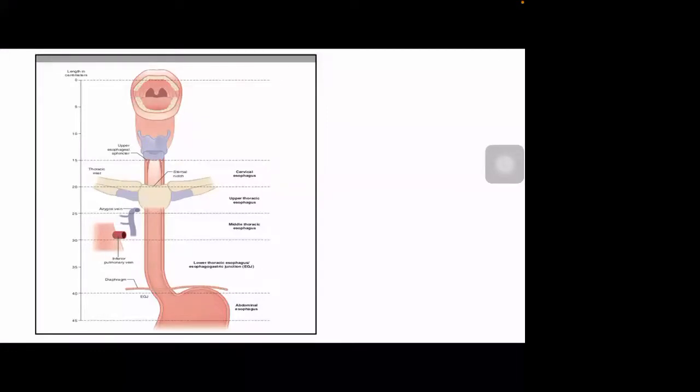So if you roughly estimate that the GE junction is at 40 centimeters and the upper esophageal sphincter is at 15 centimeters, the esophagus is from 15 to 40 centimeters. 15 to 20 is cervical, 20 to 25 is upper thoracic, middle thoracic is 25 to 30, and 30 to 40 is lower thoracic esophagus. And the anatomical landmarks for this division I already mentioned.